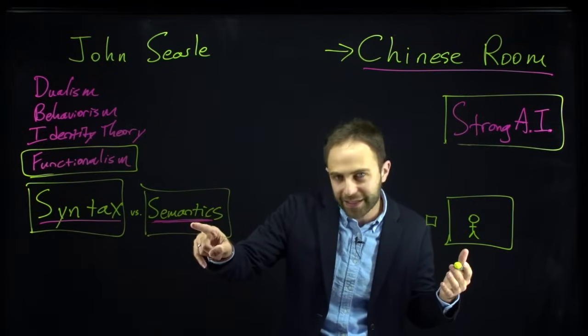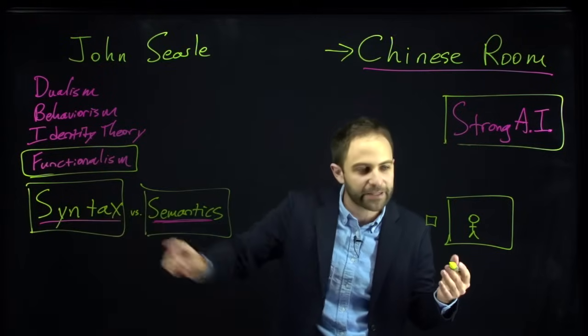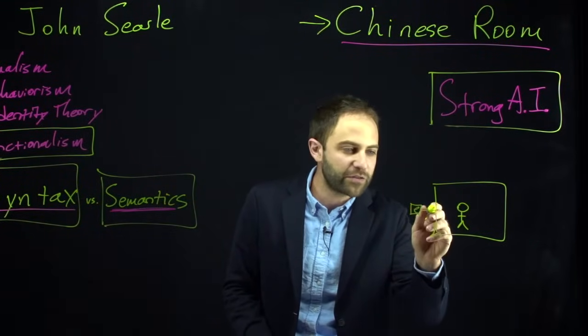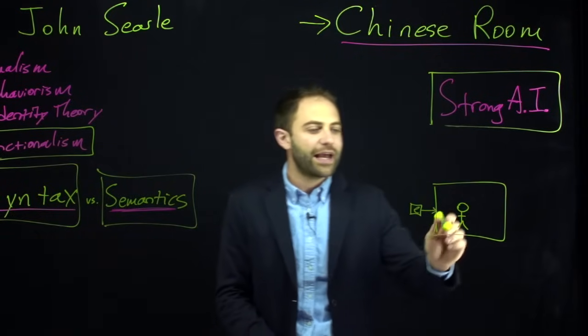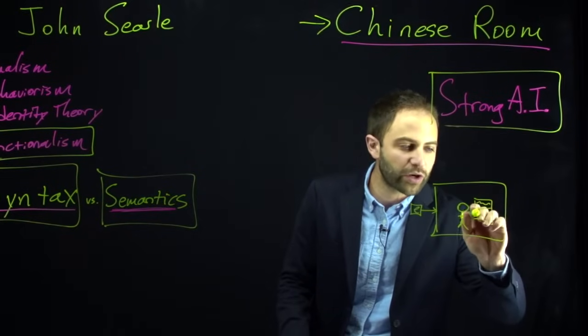You don't understand the semantics, but you can still understand the shapes, the forms, the syntax. So we've got some symbols on there that you don't understand. And these pieces of paper get passed in through a slot. And inside the room, you have a rule book. And the rule book has some instructions on it.